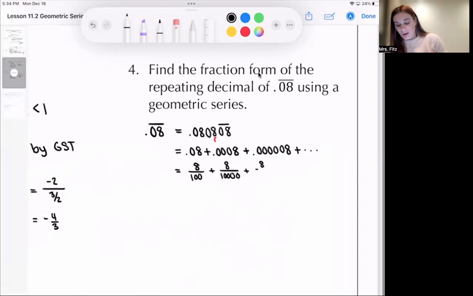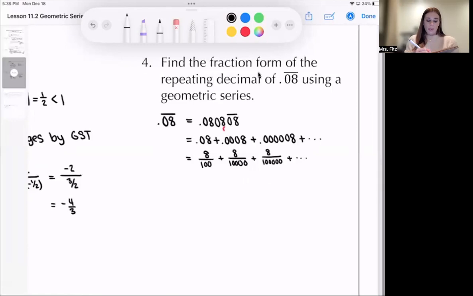Plus 8 over 1, 2, 3, 4, 1, 2, 3, 4, 5, 6, plus dot, dot, dot, right? So what we want to do is look at this and write it as a geometric series. So 0.08 repeated equals the sum from n equals, let's just index it at 0.